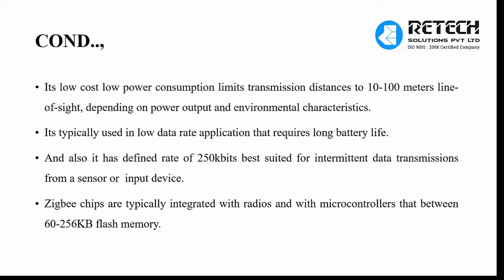Okay, then the data rate of the Zigbee will be 250 kilobits per second. So if you want to transfer or receive data by using Zigbee, you can get a speed of 250 kilobits per second by using the Zigbee modules.